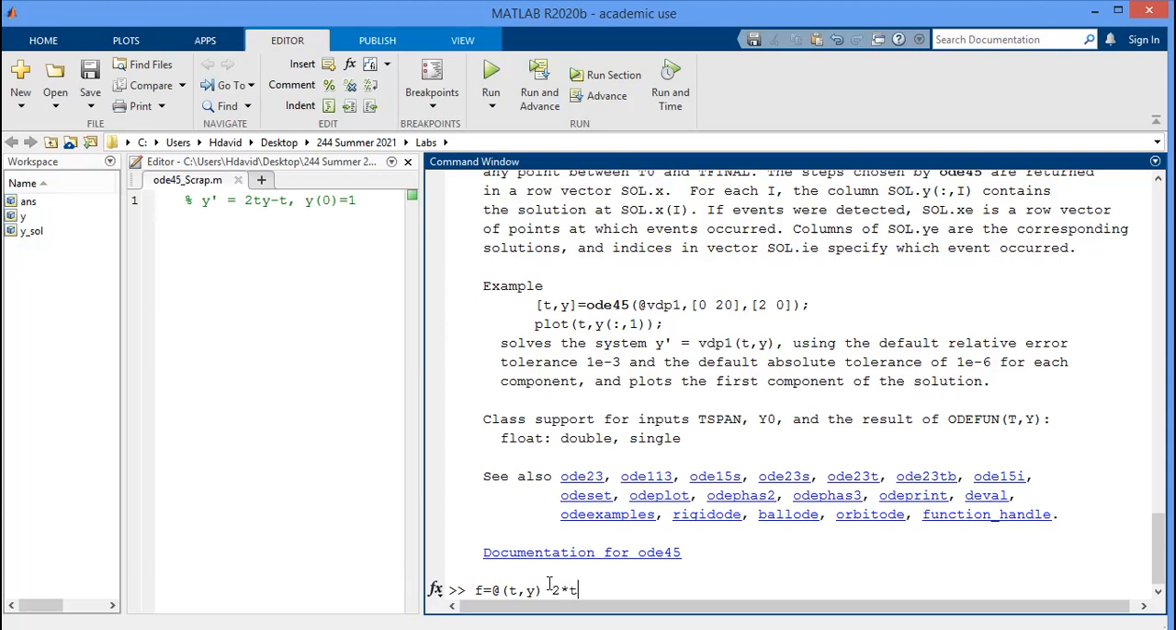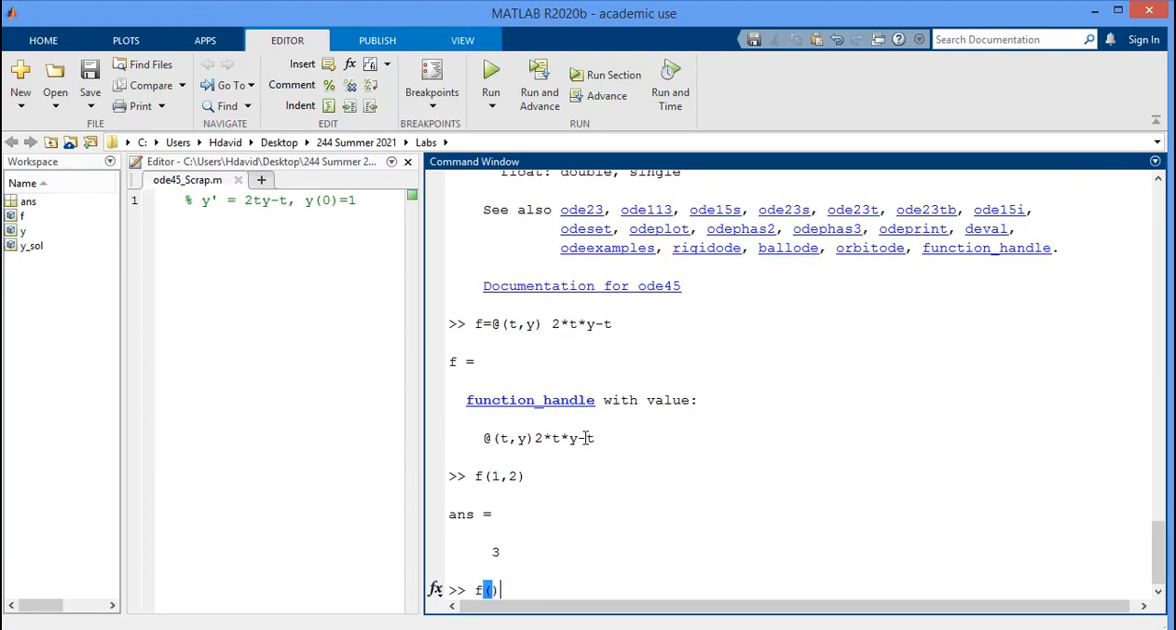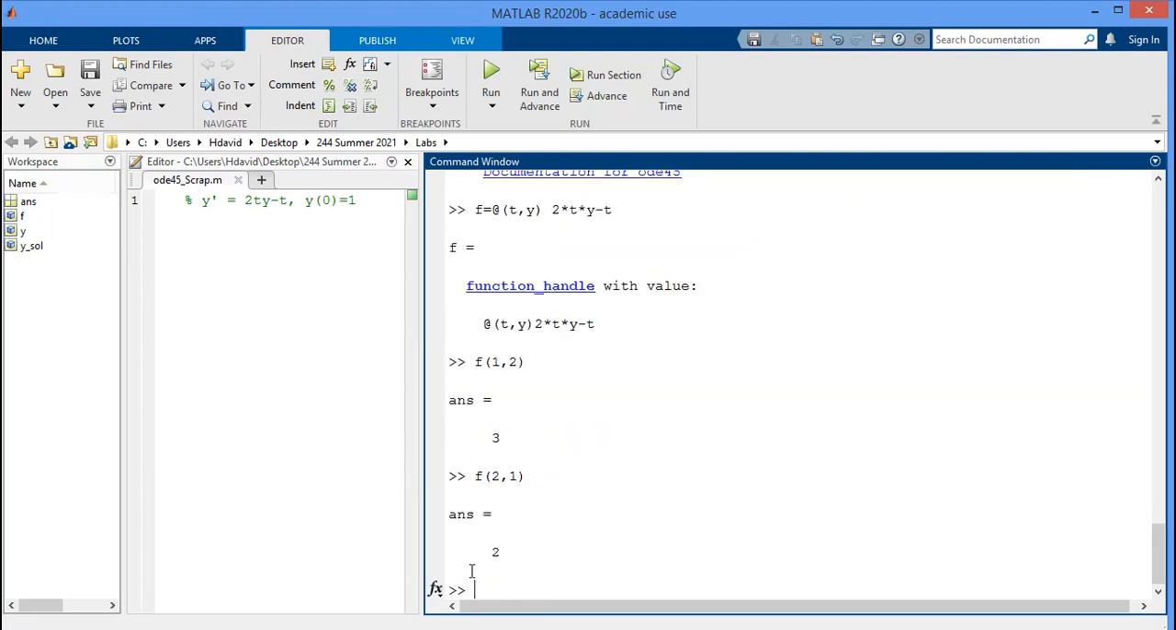2 times t times y minus t. So this is a function, and I want to illustrate that if you do f of 1, 2, and f of 2, 1, they are different. And so this is very important to keep in mind, that t is always going to be treated as the independent variable. The first argument is going to be treated as the independent variable.